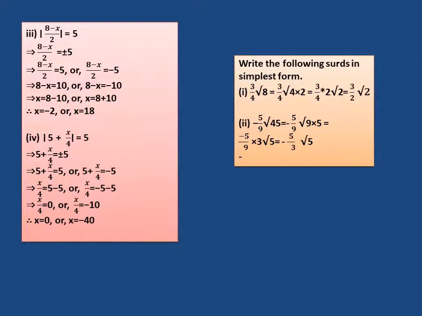Similarly, on the right-hand side, divide by 2 goes to the right-hand side as multiplication. 8 minus x equal to minus 5 into 2, which means minus 10. That is x equal to 8 plus 10, which means x is equal to 18.